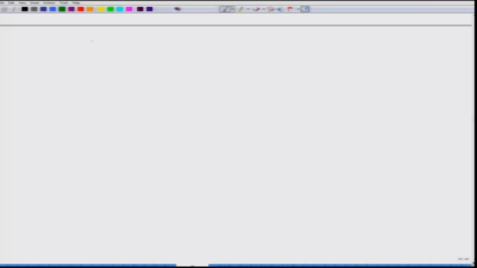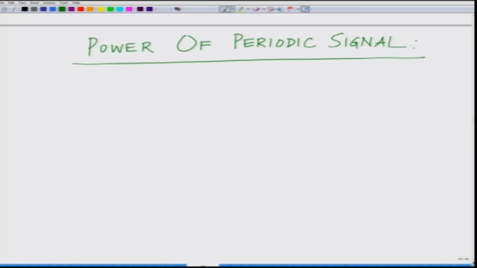Alright. Now, let us look at another important aspect of a periodic signal, that is, let us look at the power of the periodic signal in terms of the Fourier series. We have already looked at the power. Let us revisit this power computation again, the power of a periodic signal, correct.